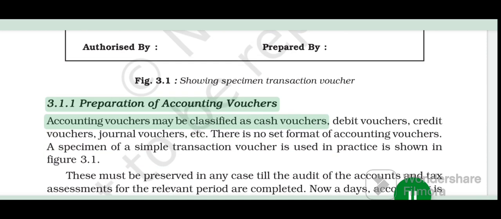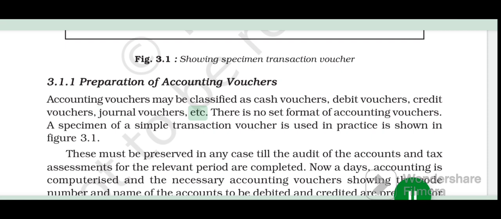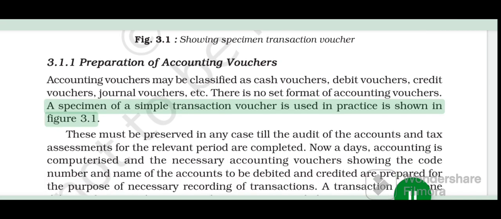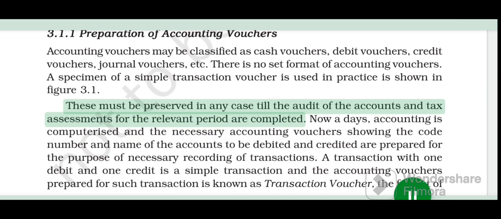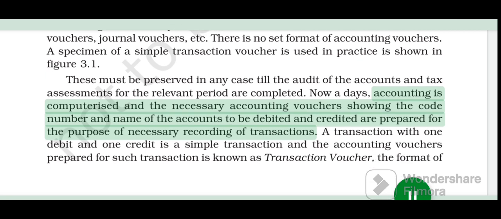3.1.1 Preparation of accounting vouchers. Accounting vouchers may be classified as cash vouchers, debit vouchers, credit vouchers, journal vouchers, etc. There is no set format of accounting vouchers. A specimen of a simple transaction voucher used in practice is shown in Figure 3.1. These must be preserved in any case till the audit of the accounts and tax assessments for the relevant period are completed. Nowadays, accounting is computerized and the necessary accounting vouchers showing the code number and name of the accounts to be debited and credited are prepared for the purpose of necessary recording of transactions.